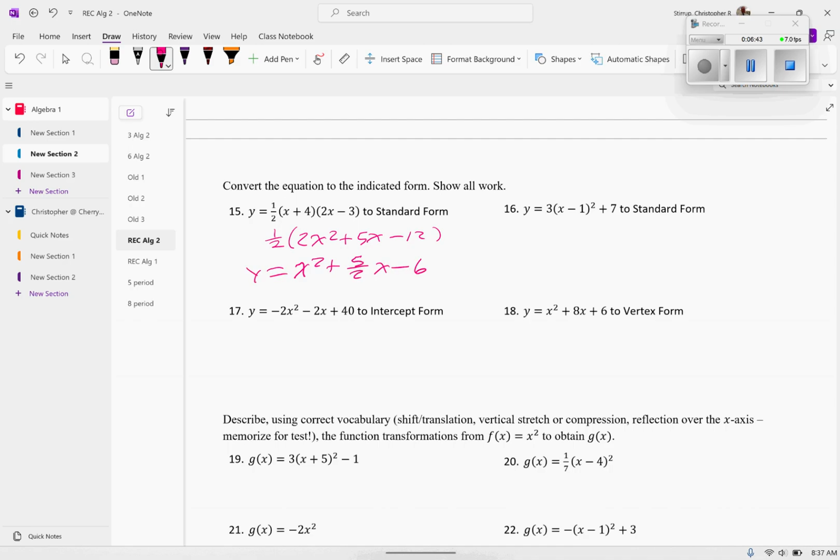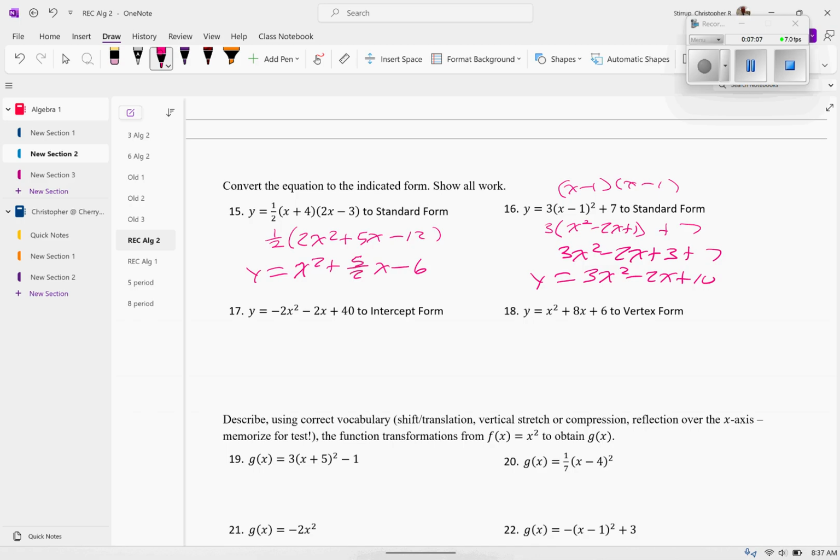Put this in standard form, so let's FOIL this first part. If I FOIL it, I have x minus 1 times x minus 1. So I'm going to get x squared minus 2x plus 1. Distribute the 3. And then add that 7 to the very end. And there it's in standard form.